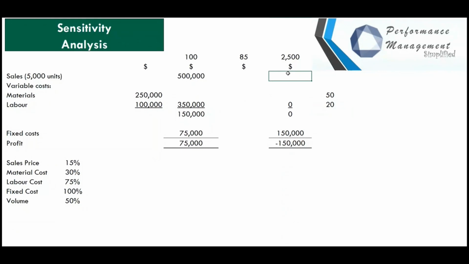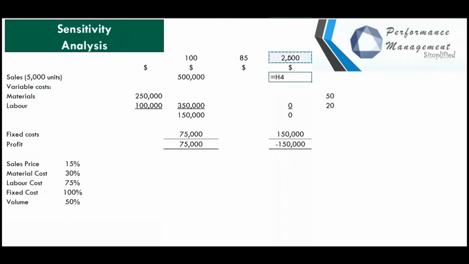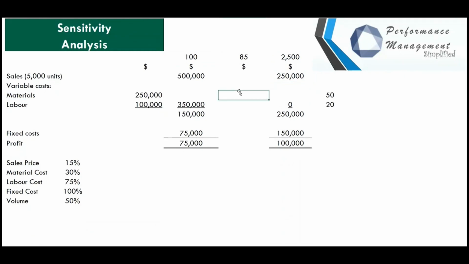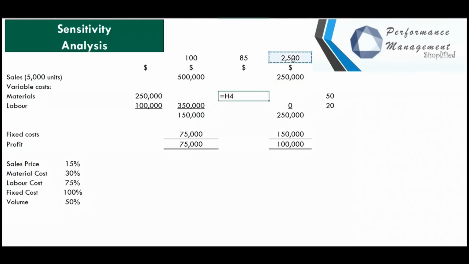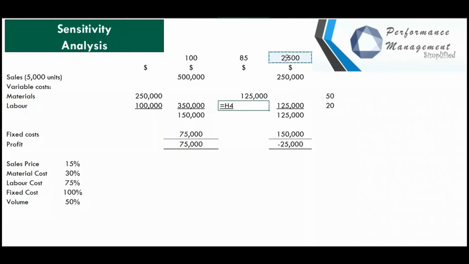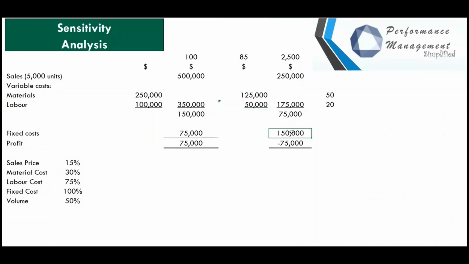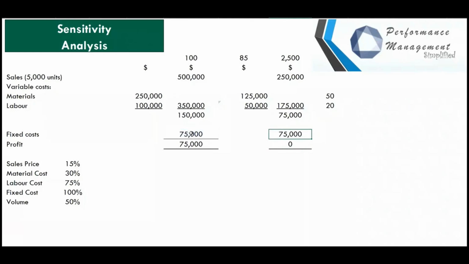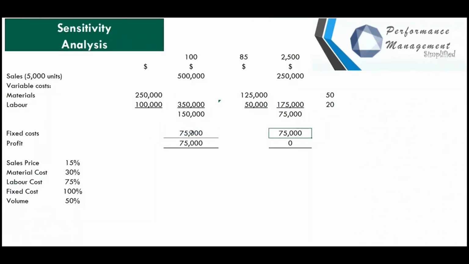So new sales will be the reduced quantity of 2,500 multiplied by the $100 per unit, and that's 250,000. For material, 2,500 multiplied by the rate per unit, and that's 125,000. And the same thing for labor, which would be 2,500 multiplied by 20. We can see right there that the fixed cost is not impacted at all. It remains exactly the same. So we can see that the profit has dropped to zero as well. Any drop in volume beyond 50% will lead to a loss.